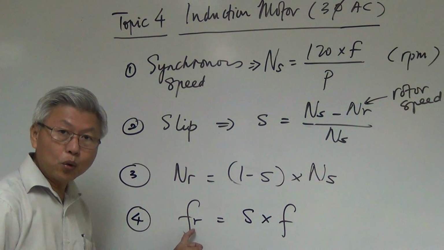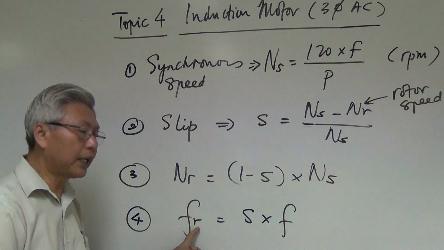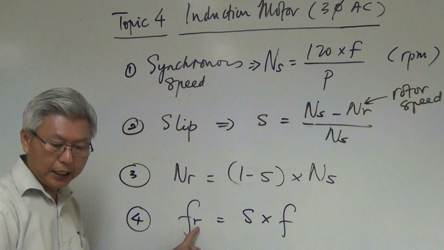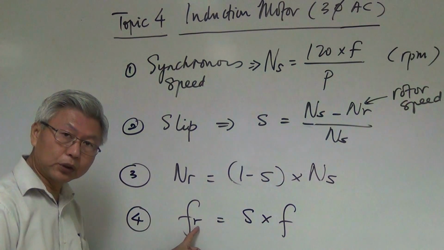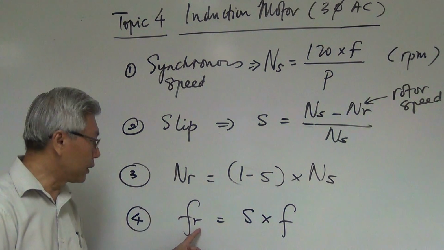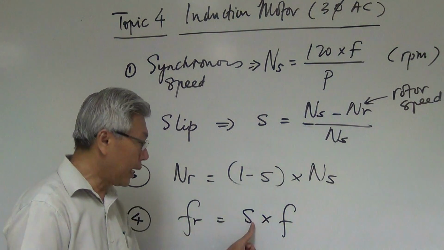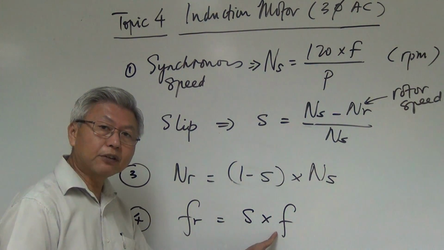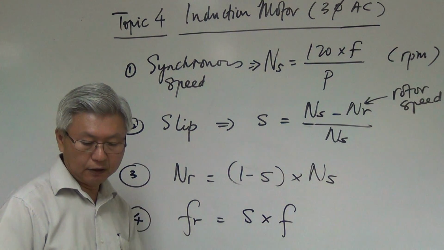Now, the rotor is the part that is moving, and the voltage induced in the rotor is therefore an AC voltage, and therefore it has a frequency. So we say the rotor frequency is equal to s times f. Remember, s is slip, and f is the frequency of the AC source, which is usually 50 Hz.